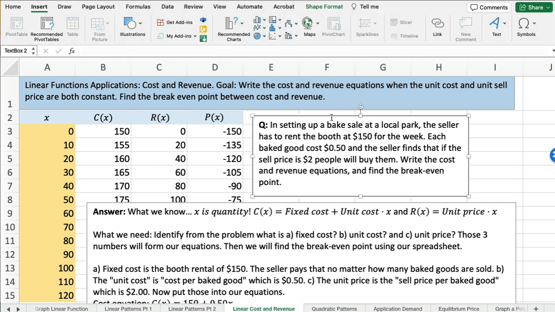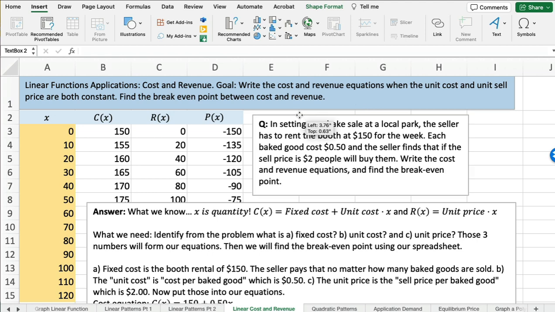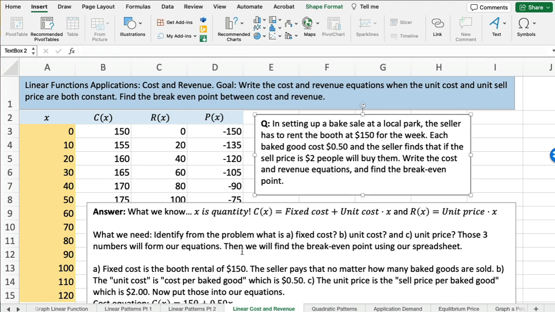So let's read our question. Our question says, in setting up a bake sale at a local park, the seller has to rent the booth at $150 for the week. Each baked good costs 50 cents, and then the seller finds that if the sell price is $2, people will buy them. Write the cost and revenue equations and find the break-even point. So we know that we're probably going to be using those three numbers. It's just a question of how.